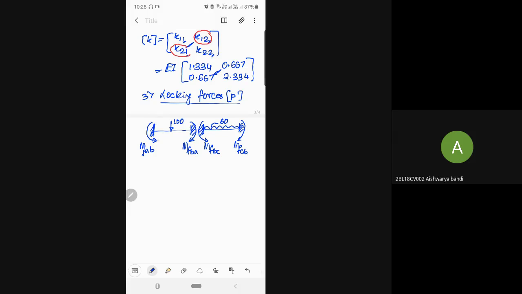If I substitute WL by 8, W is 100, L is 3 meter, divided by 8, I will get 37.5. This is also 37.5. And if it is UDL, the fixed end moments developed are WL square by 12, WL square by 12, right? If you substitute the values, you'll get 80. This is also 80.